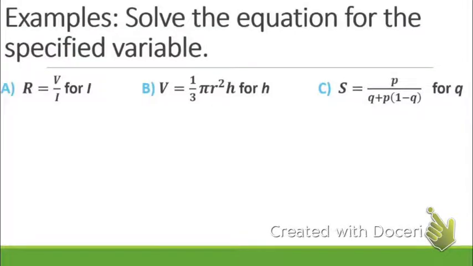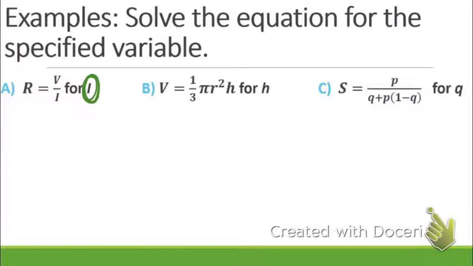Let's start talking through these three, and then we'll get to our story problems. For the first one, part A, I want to solve this for which variable? I want to solve it for I. So I need to get the I all alone. Where is I currently? Yeah, it's in the denominator of the fraction over on the right-hand side. How can I get it out of a denominator?